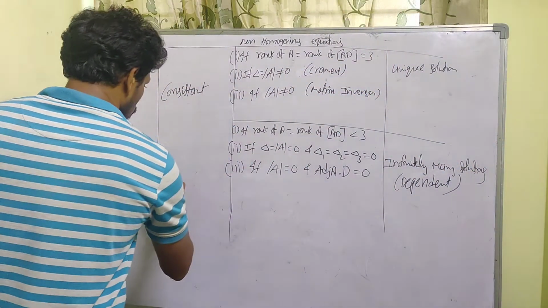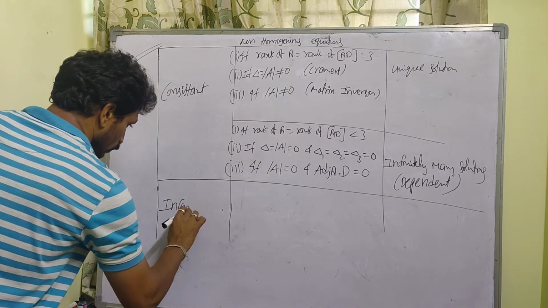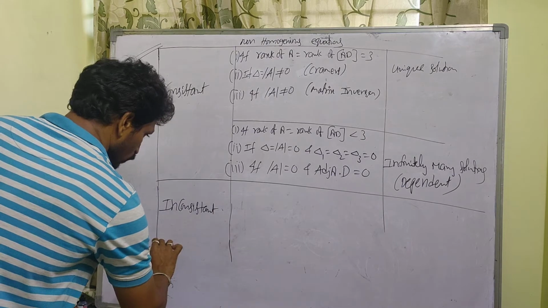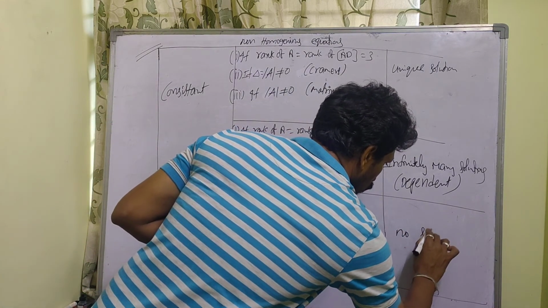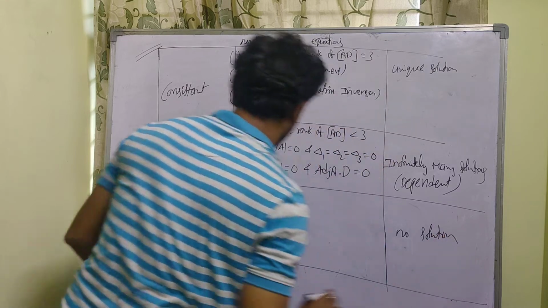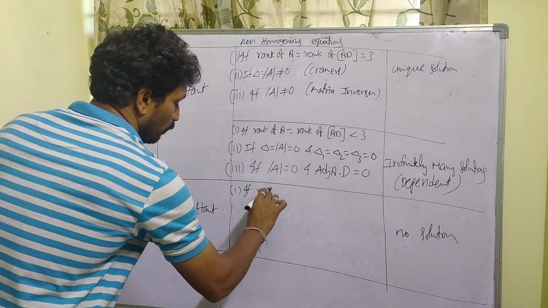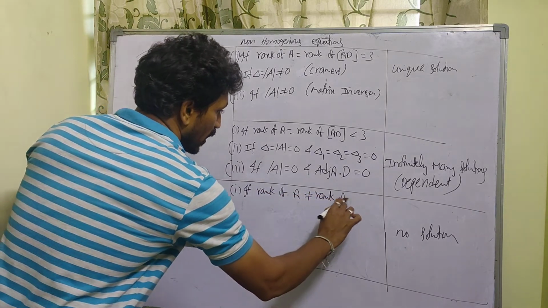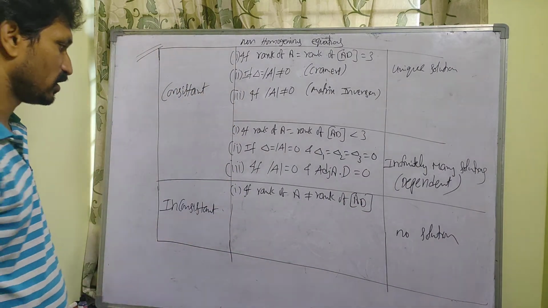So the next one is inconsistent. This is one of the cases, no solution. In the rank method we know very well, the first one is if rank of A is not equal to rank of AD, then it has no solution, inconsistent.